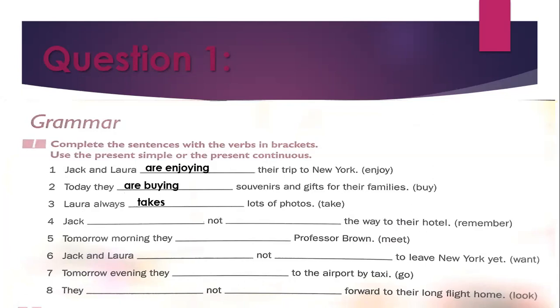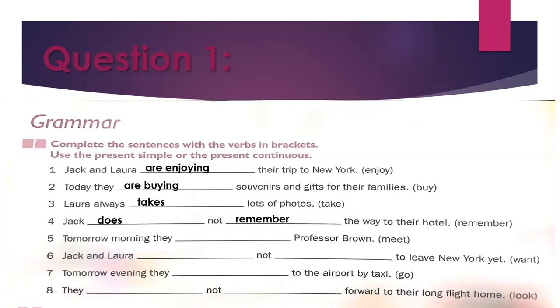Jack, not the way to their hotel. Notice here we have the stative verb, remember. Okay, what do you mean by stative verb again? Stative verbs means verbs that aren't used in the continuous form. So you are going to use the simple present form of the verb, remember. So Jack is singular subject. We use doesn't remember the way to their hotel.